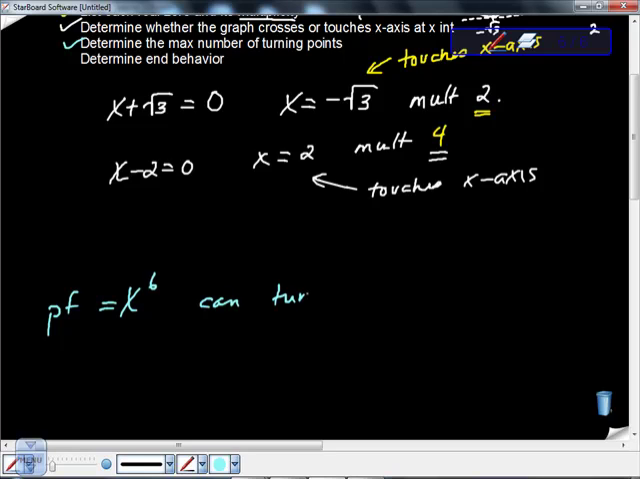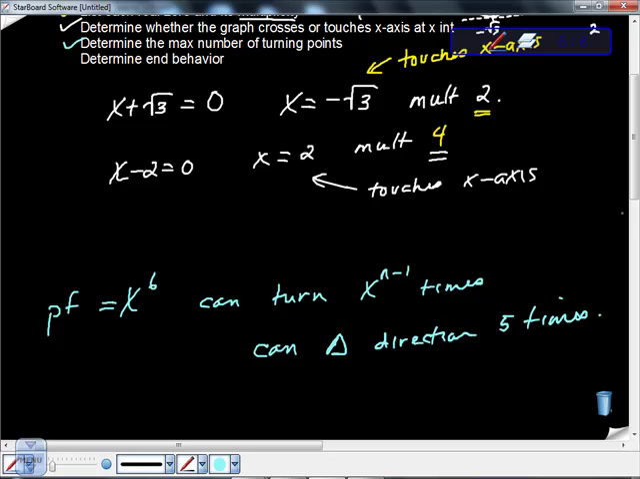A power function x to the n can turn at most n minus 1 times. That rule is always true. So how many times can this one change direction? It's to the 6th power, and 6 minus 1 is 5. It doesn't necessarily change direction that many times, but it could change direction 5 times.